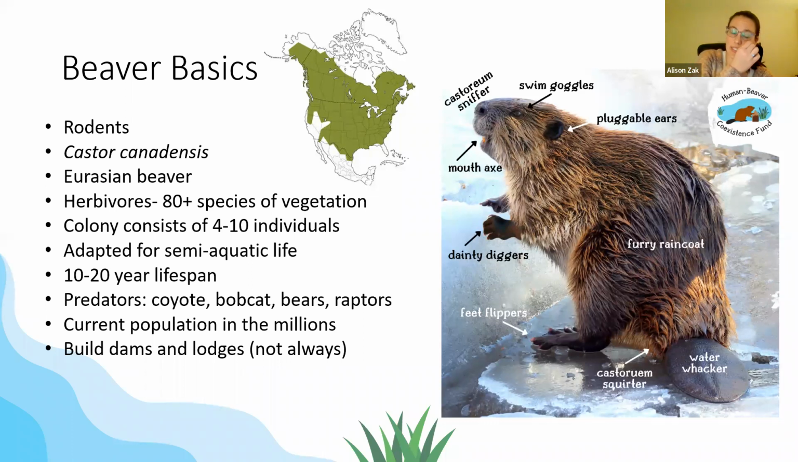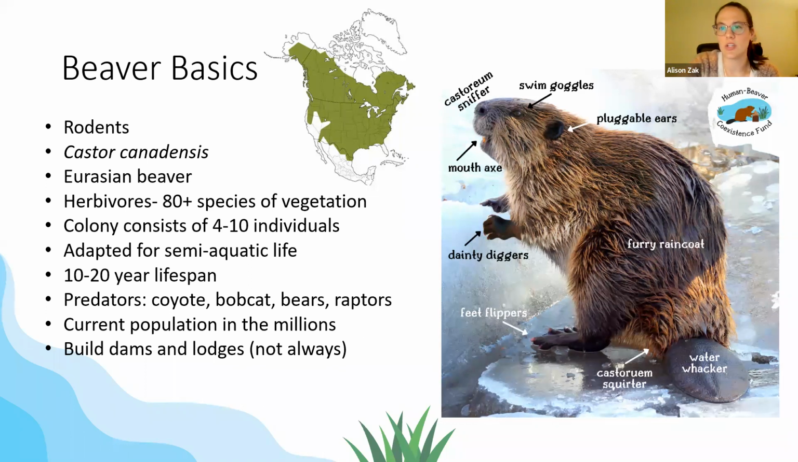A colony consists of anywhere between 4 and 10 individuals. They do form mated pairs. They stick together for many years and have new offspring every year. And so they could have up to 2 generations living with them in one colony at any given time before the 2-year-olds disperse. And like I mentioned, they're well adapted for a semi-aquatic lifestyle.